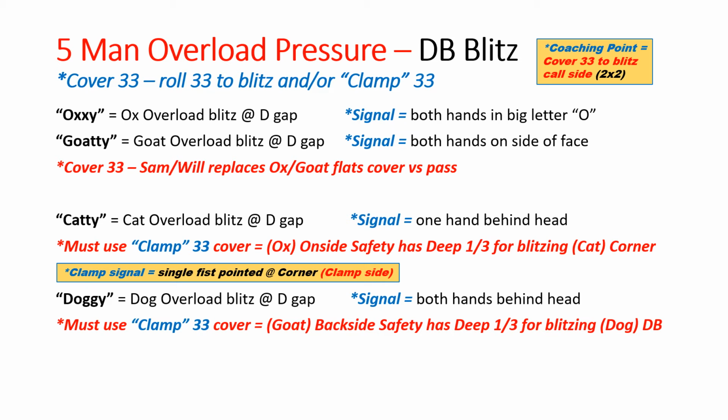If we go Caddy or Doggy, they're going to do the D gap, but now we must go our clamp cover 33 where the ox or the goat is going to go ahead and rotate over and take that deep third.